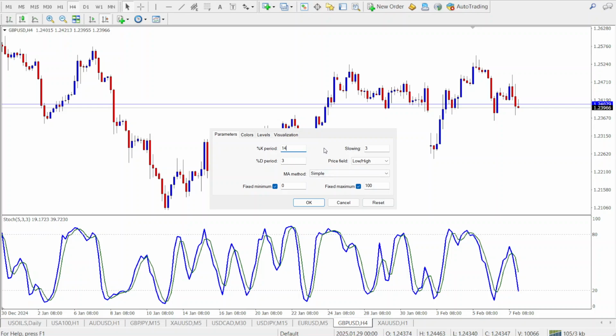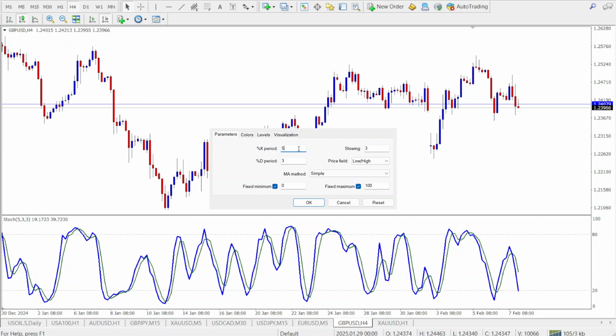Some platforms use the settings 14, 3, 3, which work well for general trading. But depending on your strategy, you can tweak them. You can use the 14, 3, 3 for a balanced strategy. It's commonly used. Then for a more sensitive strategy, you can use 5 for your percentage K, then 3, 3 for percentage D and slowing. This is more sensitive. It is good for short-term trades.